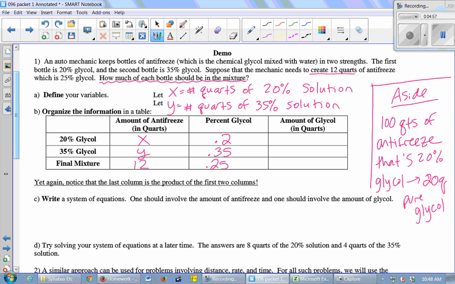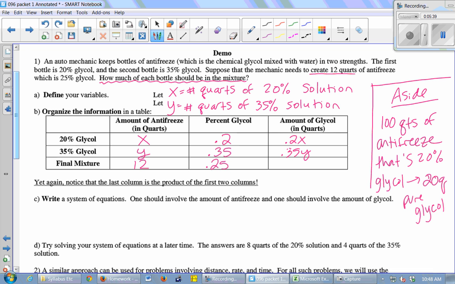So how do you figure that out? How did you get the 20 quarts? 20% of whatever we had. 20% of 100 was 20, and you multiply 0.2 times 100. Multiplying feels natural when you have a number, but you're going to do the same thing. Now we just have a letter. So we have x quarts of antifreeze, and 20% of it is pure glycol. So you multiply: 0.2 times x tells you how much pure glycol you have. 35% of y quarts, you multiply those, and that tells you how much pure glycol is in the second mixture.